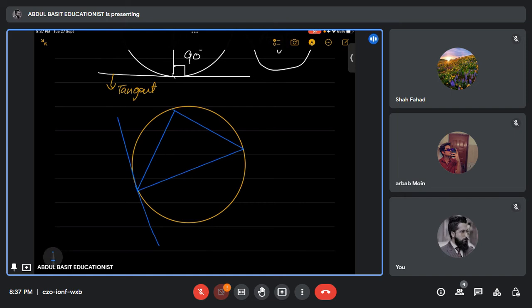So for example, if this angle is x, it would be the opposite interior angle, so that angle would be x as well. So according to this theorem, the angle that lies between a tangent and a chord is equal to the angle subtended by the same chord in the alternate segment. So this theorem is the alternate segment theorem.